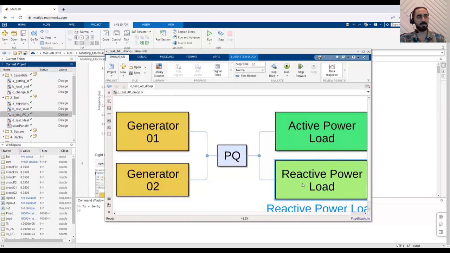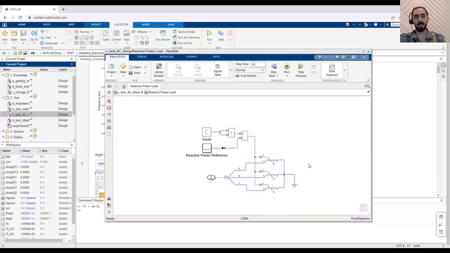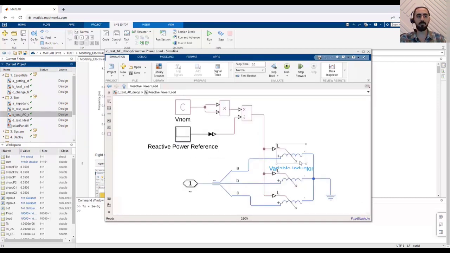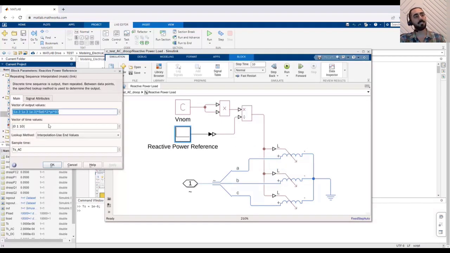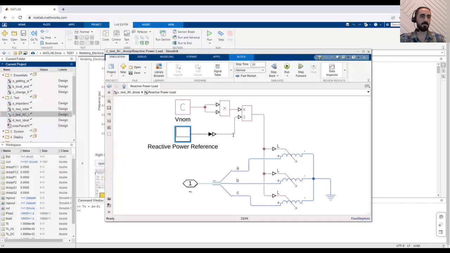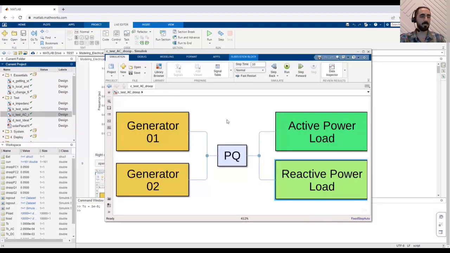So we're just gonna test the active power. For the reactive power, we implemented that. We use the variable inductors. We can set a reactive power value, but in here we use very small values, so you can change that when you're playing with these models. But for this one, we are gonna keep it as is.